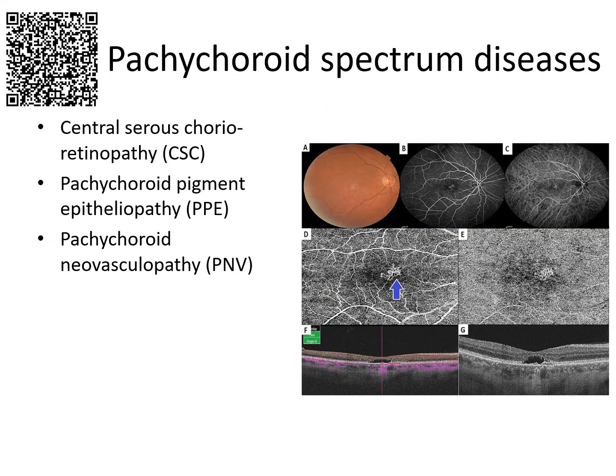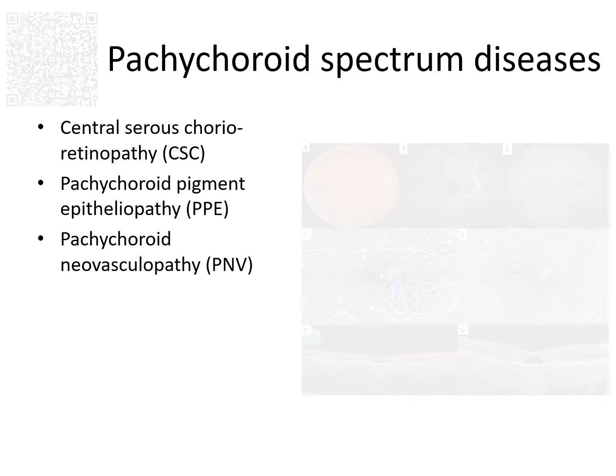Then we have Pachychoroid Neovasculopathy, where we have type 1 or type 2 choroidal neovascularization, which can be seen here on OCT angiography at the level of retina, and this is at the level of choriocapillaris. We can see this particular area where we have a network of blood vessels which represents neovascularization, and here we see some amount of subretinal fluid and choroid which is thickened. So this is also known as PNV, Pachychoroid Neovasculopathy.